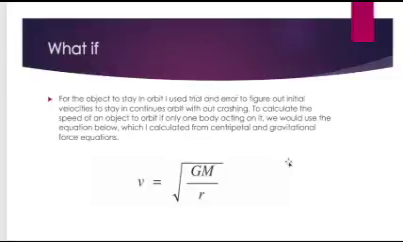Instead of the ship traveling close to the black hole and escaping the orbit, what if we wanted the ship to orbit around the black hole and not crash into the planet or the black hole? For the object to stay in orbit, I used trial and error to figure out initial velocities to stay in continuous orbit without crashing. To calculate the speed of an object to orbit, if only one body was acting on it, we would use the equation below, which you can derive by setting centripetal force equal to gravitational force.